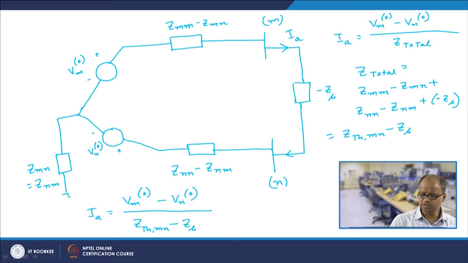Because of this current I_A, there is now a change in the injection current at bus M because of the addition of this link having impedance minus Z_B. Because of this addition of the link minus Z_B between bus M and N, there is a change in injected current at bus M and N. So, we write the change in injected current at bus M and N specifically.